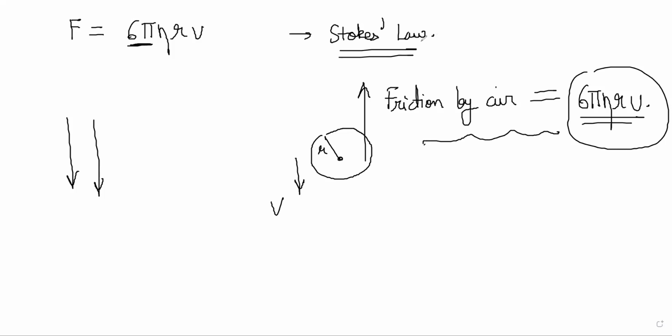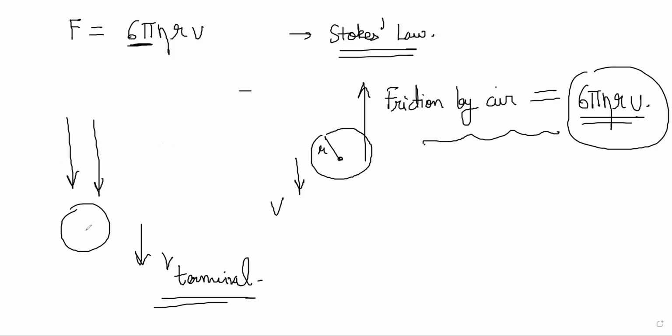Now, eventually, what will happen if you fall for a suitable amount of time? These forces will balance, right? And then you will reach a state of constant velocity motion at terminal velocity. That is the final velocity that you reach before you hit the ground. Terminal velocity will be attained. And so how will you calculate it?